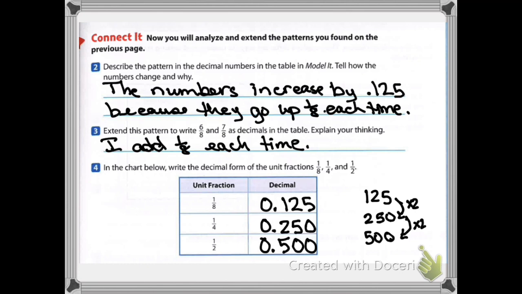So adding that decimal point in there, how would I get that? If I take 1/8 times 1/2, and if I take 1/2 times 1/2, I get 1/4. And if I take 1/4 times 1/2, I get 1/8.